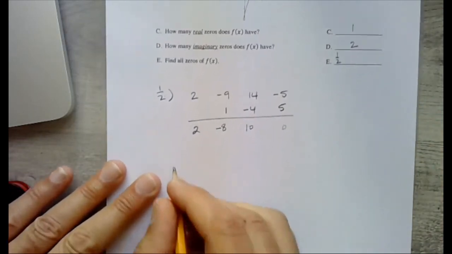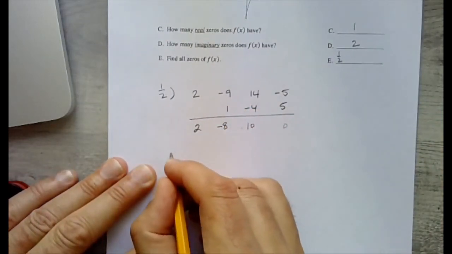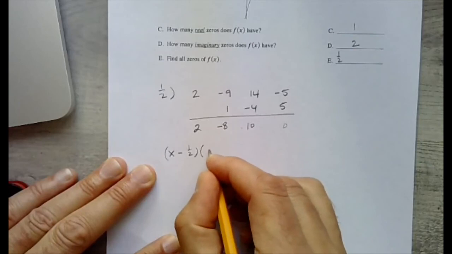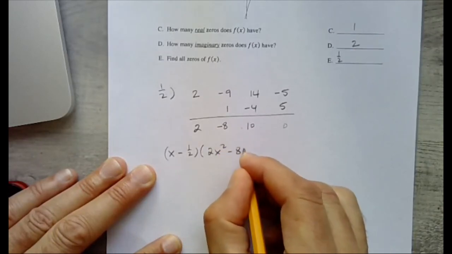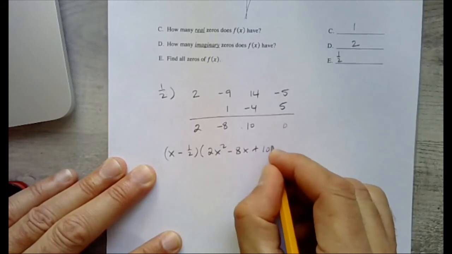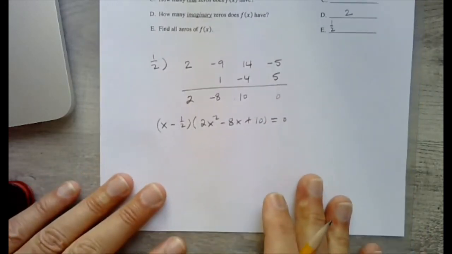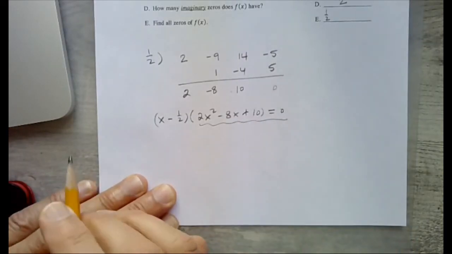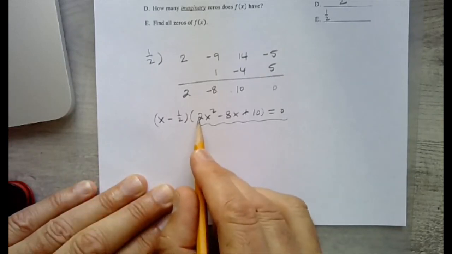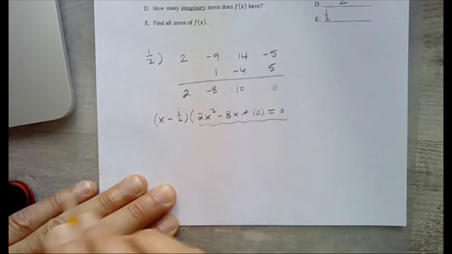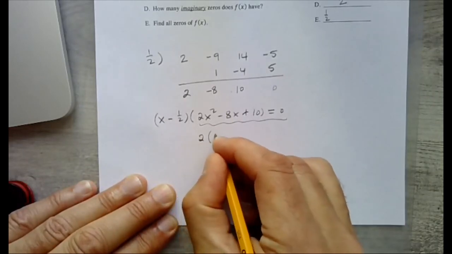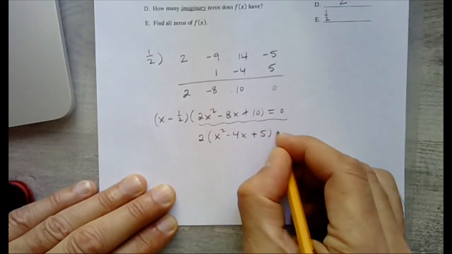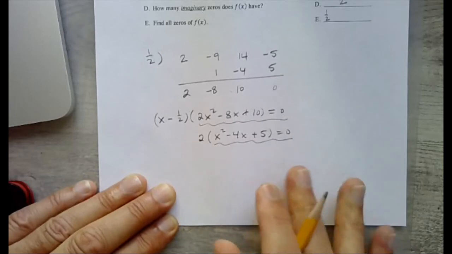All right, now I want to find the other ones, and the benefit of doing this is now I know that x minus 1/2 is one of the factors, and the other factor is going to be 2x squared minus 8x plus 10. And then I want to know where else this is going to be equal to 0. Well, this is going to be equal to 0 whenever this part is equal to 0. Now I could look at this function and say, well, I've got a common factor of 2, so I could factor a 2 out, and then I've got smaller numbers to work with. And then just find out where this is equal to 0.